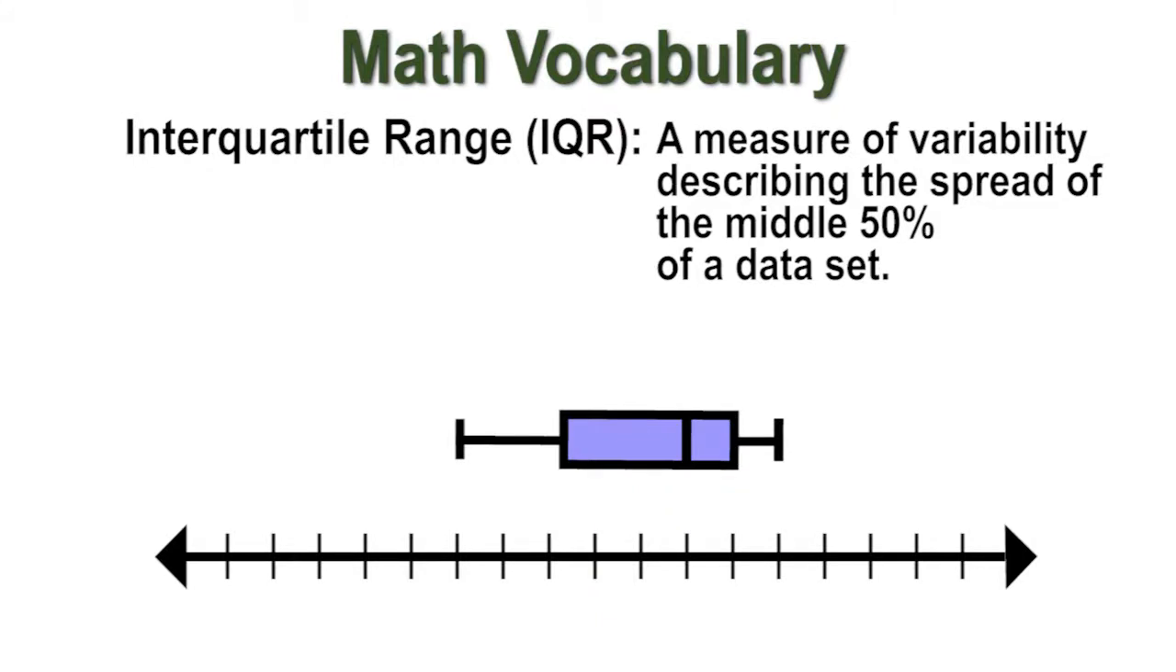If we break the word down, inter means between or in the midst of. Quartile refers to the quarter section or 1/4 of data. Using these definitions, we can conclude that the interquartile range is the range between the upper and lower quartile, or the range of the quartile 3 and quartile 1.